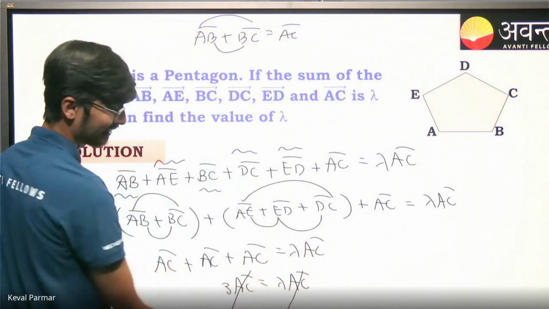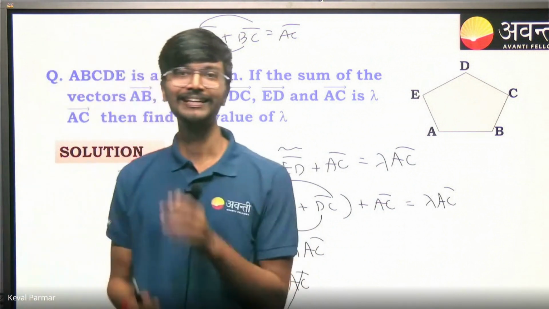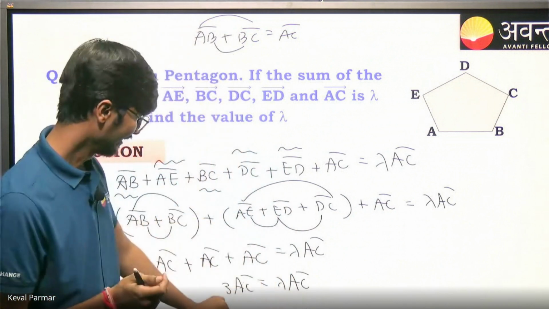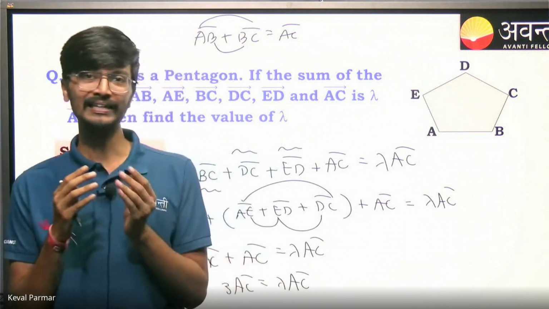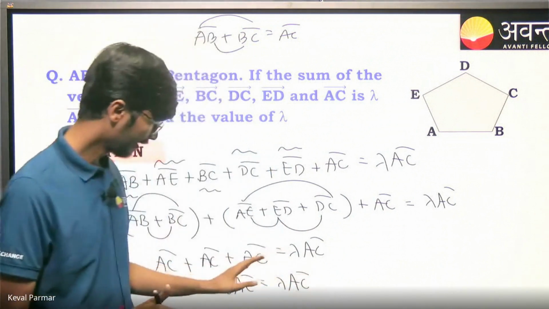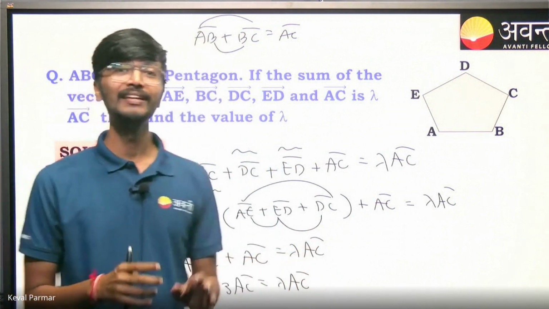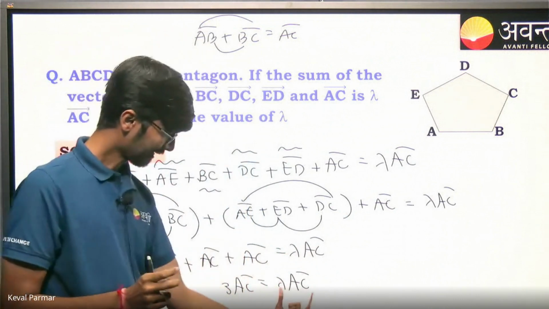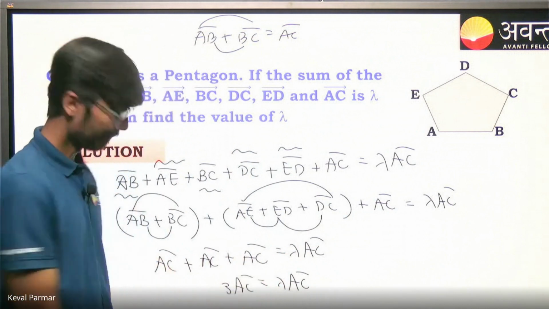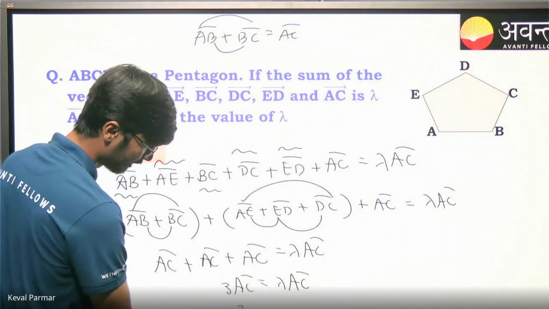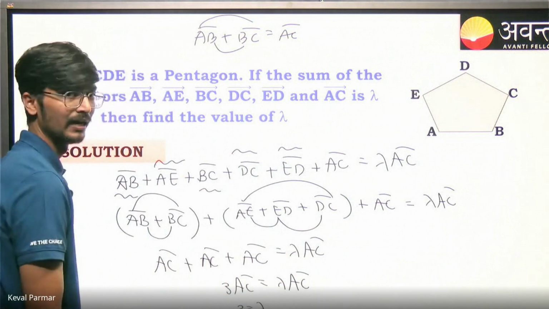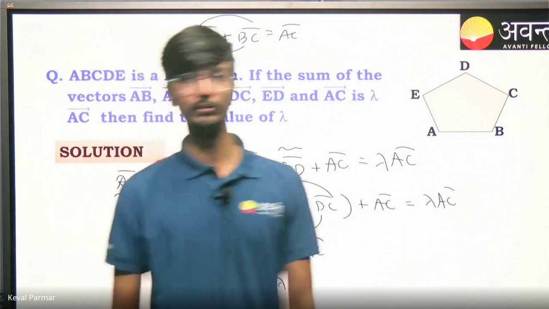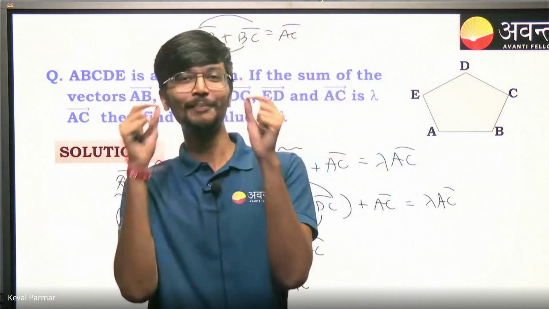AC and AC cannot simply be cancelled in vectors, because vectors also have direction. I am talking about theory: if you are in a theory paper like NCERT, do not cut it. What can we write? By equality of vectors, two vectors are equal, that means their magnitudes are equal. Here the magnitude is 3, here it is lambda, so lambda equals 3. You have to write such statements in a theory exam.